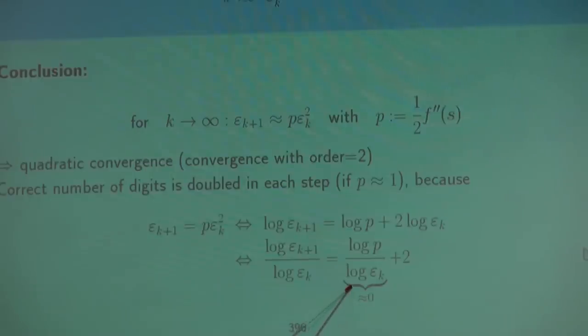So why is this now about 0? For k towards infinity, epsilon k is small. Epsilon k goes to 0 because it converges. If epsilon k goes to 0, then the logarithm of epsilon k goes to minus infinity. And that's in the denominator, so this term is very small, at least small compared to 2. And now we have seen that log epsilon k plus 1 divided by log epsilon k is about 2.